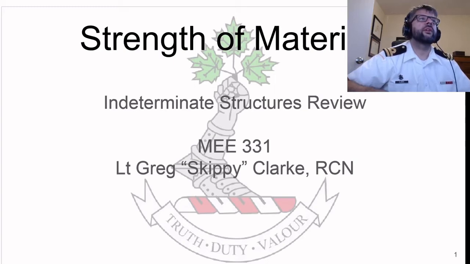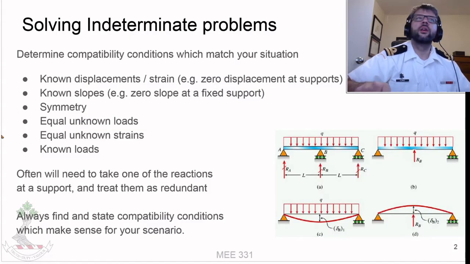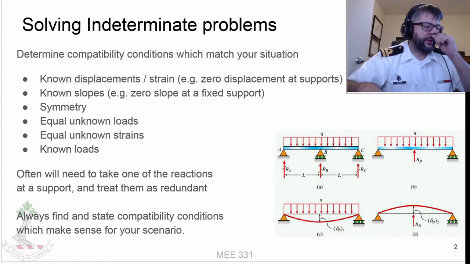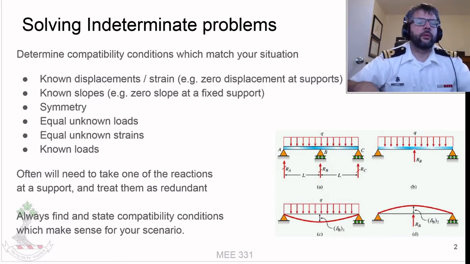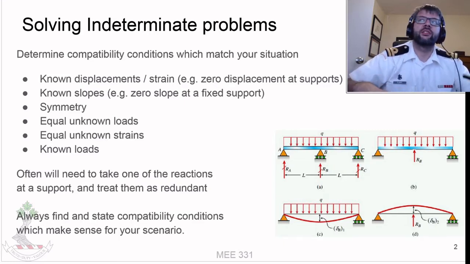Okay, so let's talk about indeterminate structures, how we go about figuring out how to do these. The problem with indeterminate structures is basically these are structures where we've got too many unknowns in order to allow us to use just the sum of force and sum of moment equations in order to find all the unknowns. So we're going to have to use some other compatibility conditions which match our situations.